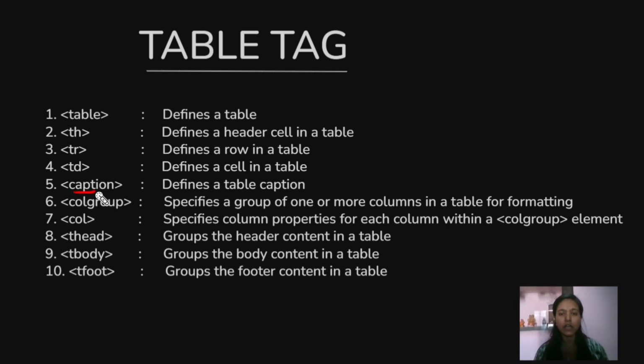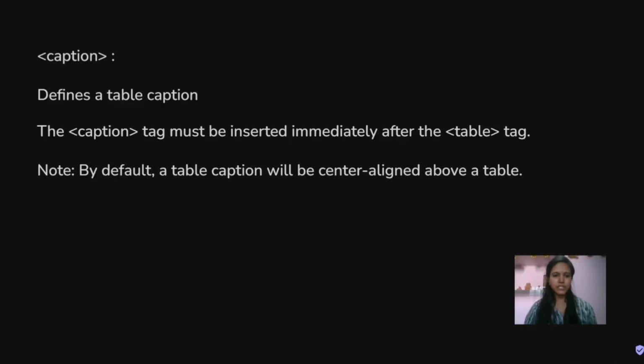Then the caption. Above the table we write some caption. It defines a table caption; according to the example we write the information of the student. The caption basically defines the table's purpose and what type of table we created, like a table subject. The caption tag must be inserted immediately after the table tag. First we write the table tag and then we write the caption.